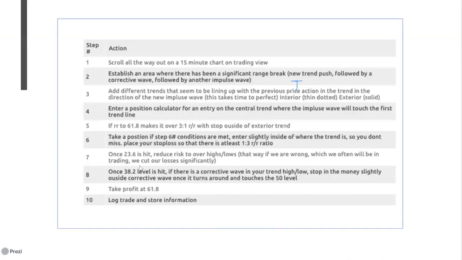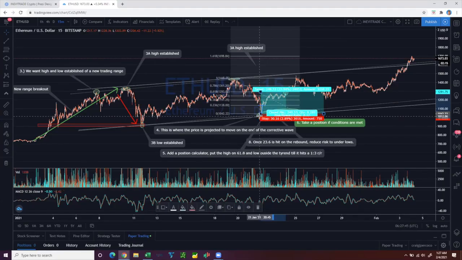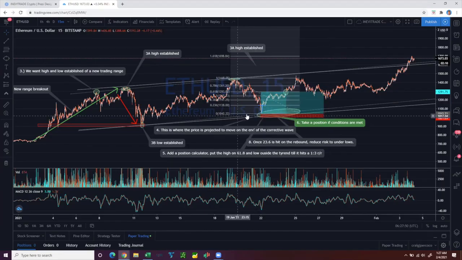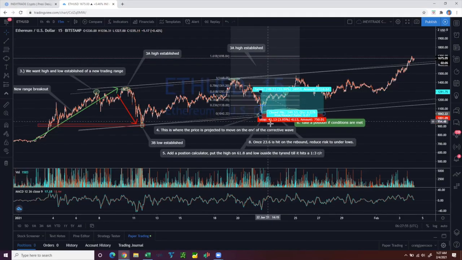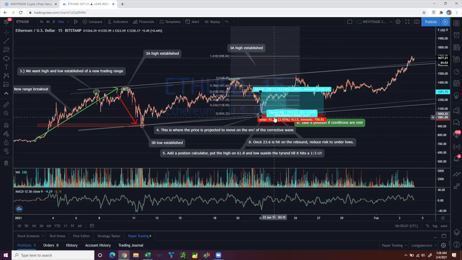Okay, so then the next step is going to be once the 23.6 level is hit, risk reduced to over highs. That way, if we are wrong, which we often will be, we can cut our losses significantly. So we can basically decrease our stop to about this level. We don't want to quite go to under lows unless it's absolutely tearing face. I like to keep a little bit of leeway still so that we're not cramping the trade, but we're definitely reducing our risk. Now we have a 6 times position, so we have a 1-to-6 risk reward ratio now, which is now incrementally shaving down the amount of risk we're taking on this trade.